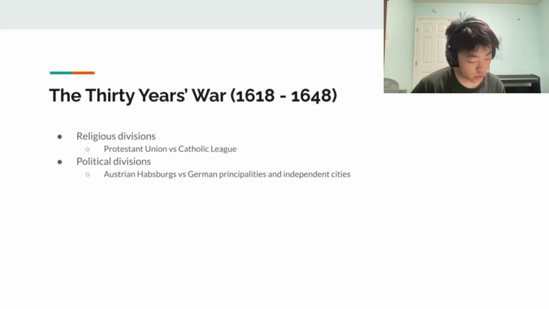In the Thirty Years' War, which is another prominent event, the Holy Roman Empire was split apart again between the Calvinists and the Catholics. And this caused the Thirty Years' War, where the Protestant states formed the Protestant Union and the Catholic states formed the Catholic League. The Austrian Habsburgs wanted to reverse the Protestant gains in the German principalities and independent cities. And there was also international interference, where France opposed a united Germany, so they would help out any side that would keep Germany divided.